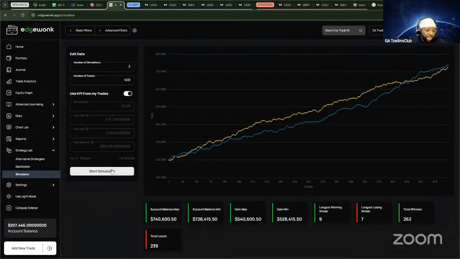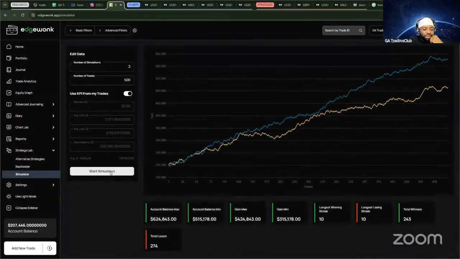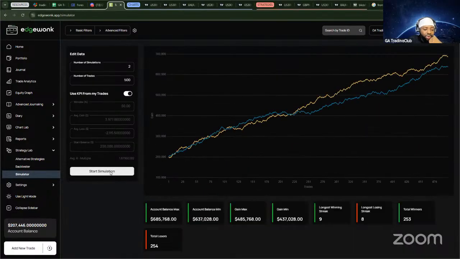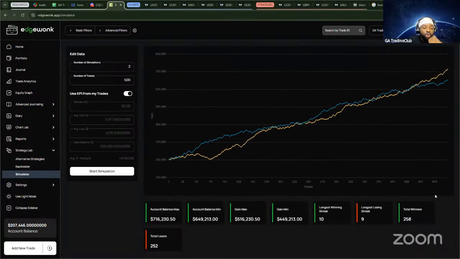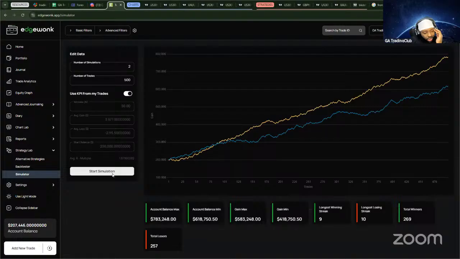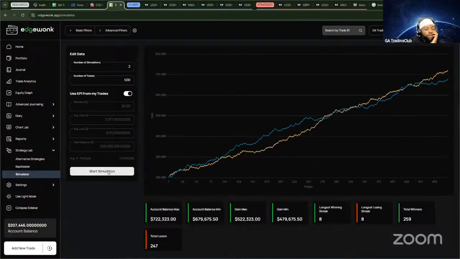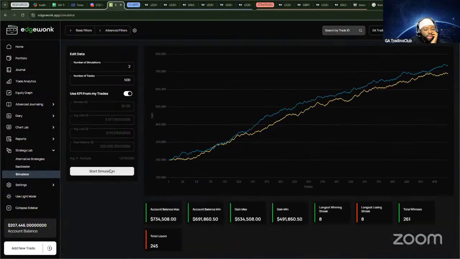So you can still see the simulation is still good, right? From a 200K account, the lowest gain so far is 300. So between 300,000 to 500,000 gain over the next 500 trades. That's telling me that if you keep trading the way you're trading over the next 500 trades with the same win rate, you will have between 300 to 500,000 in profit. So the account can grow from 200K to 700K.